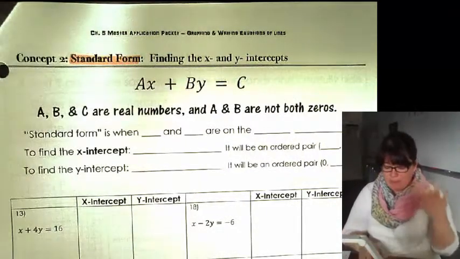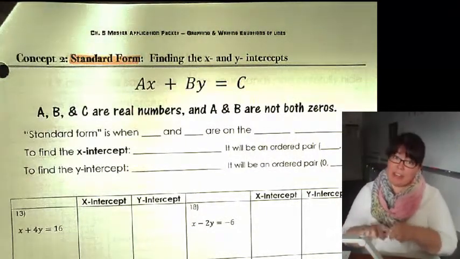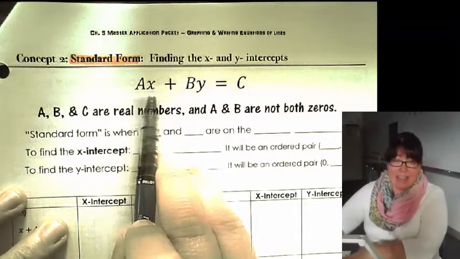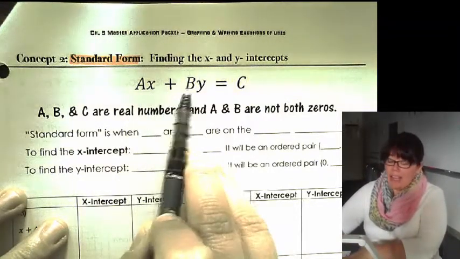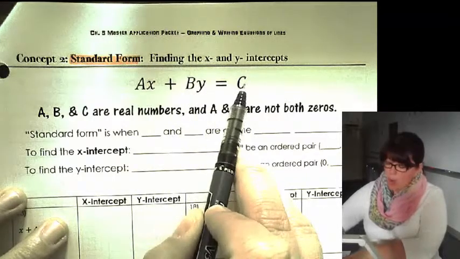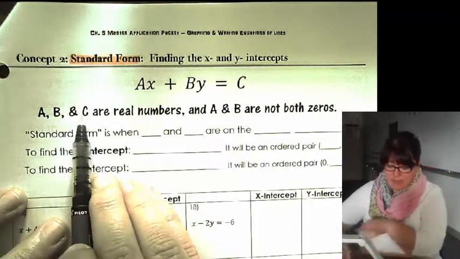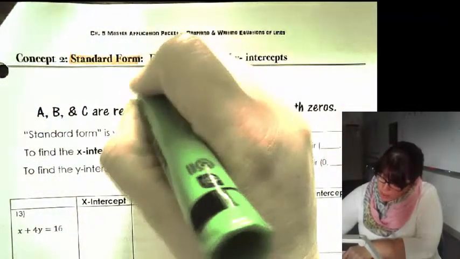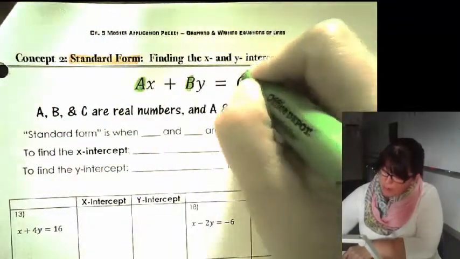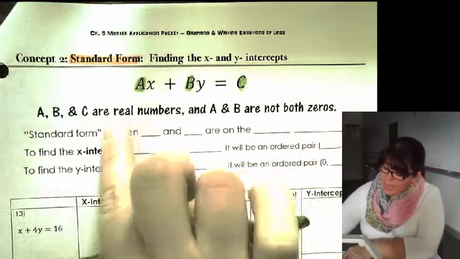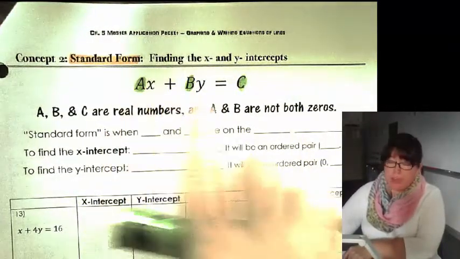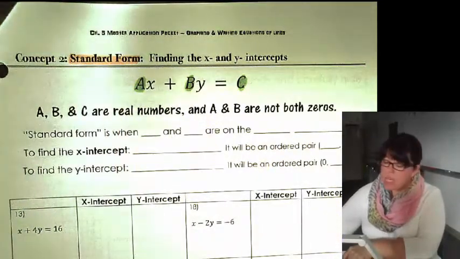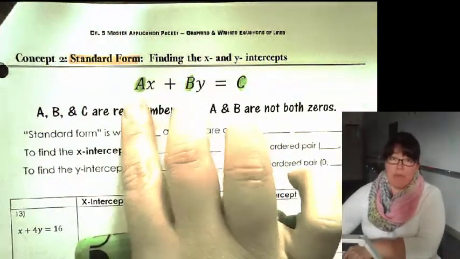In standard form, the formal definition, like the real definition, is this. It's ax plus by equals c, where a, b, and c are real numbers. So like this would be a number, this would be a number, and this would be a number. They are real numbers, and A and B are not both zeros. Okay, so one of them can be zero, but the other one can't. They can't both be zeros.